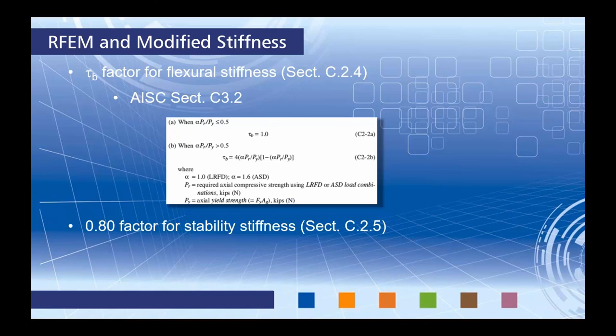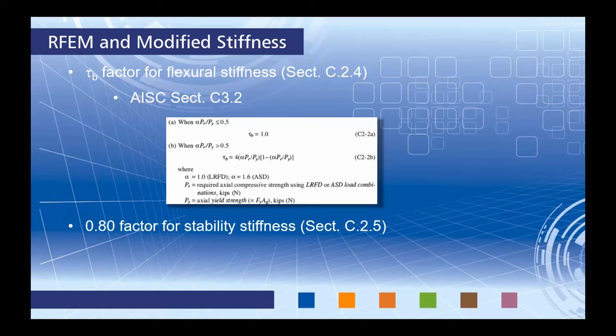Now, the points number 4 and 5, which were modified stiffness and uncertainties in stiffness and strength. This refers to our tau sub B factor for flexural stiffness in section C2.4. This completely refers back to the AISC, once again, section C3.2. This tau sub B factor is an iteration based on the equations here based on our required axial compressive strength and our axial yield strength. So this really all depends, again, on these axial loads through our member. And this tau sub B factor should be applied to our flexural stiffness.